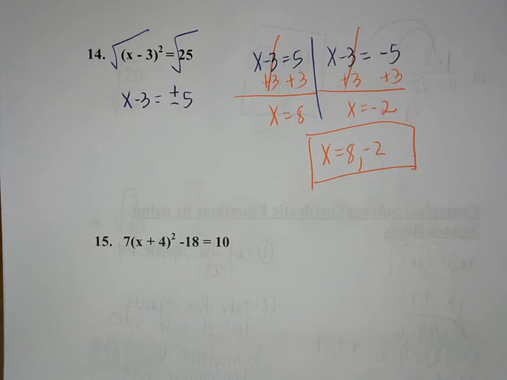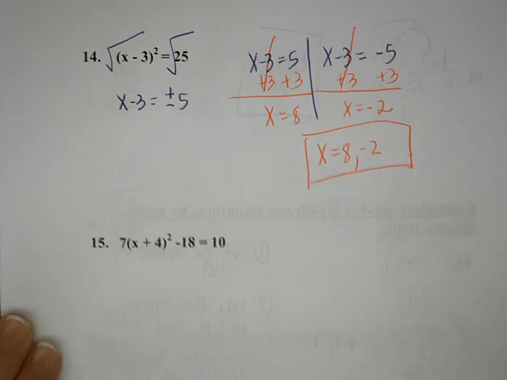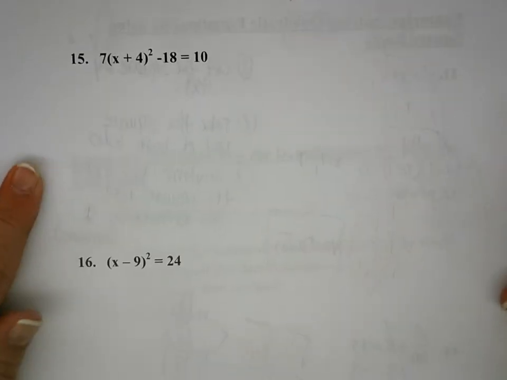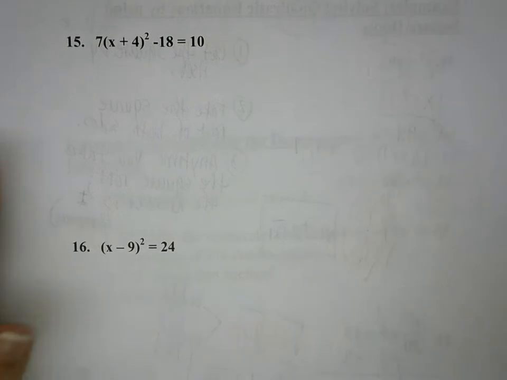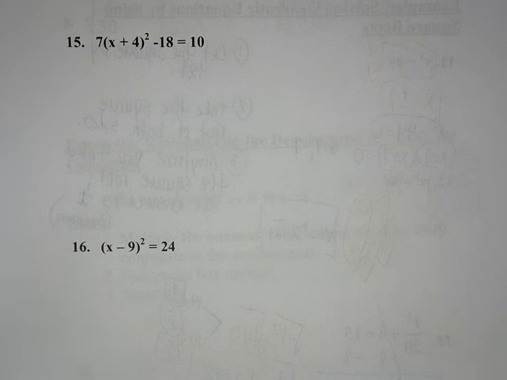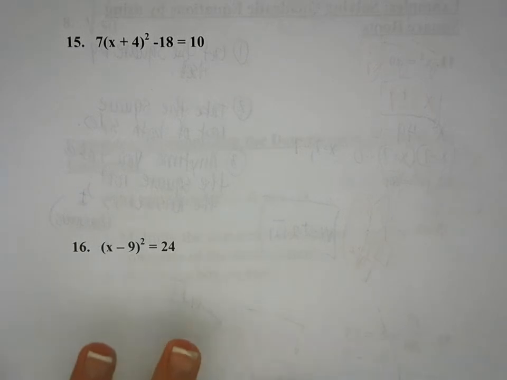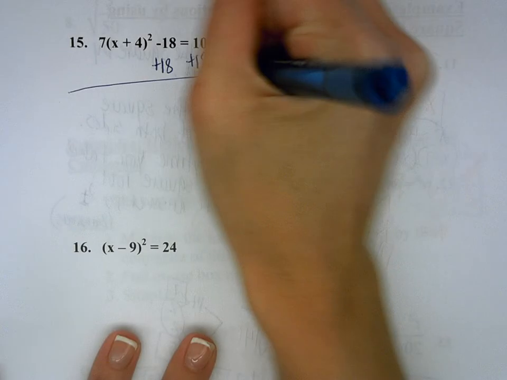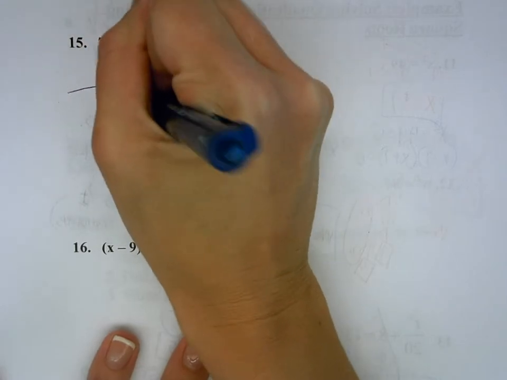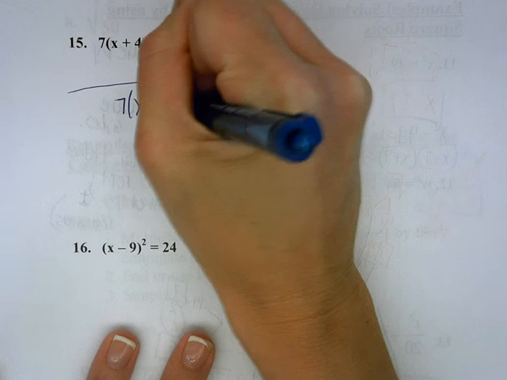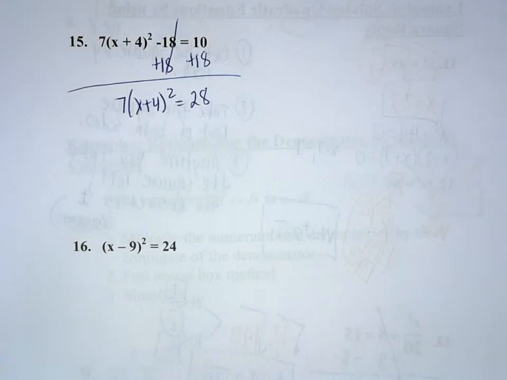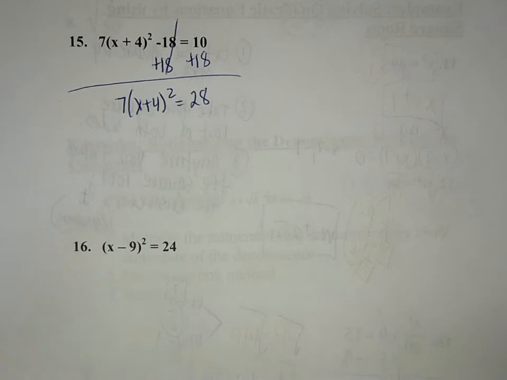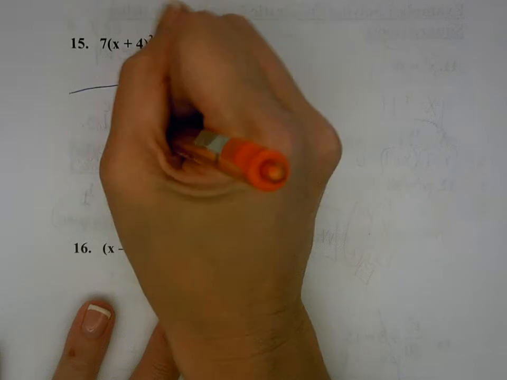All right, so 15. Is the square by itself? No. So what are we going to do? Oh, you have to subtract 8. Add 18. Add 18 to both sides. Very good. Okay, so I have 7 parenthesis x plus 4 squared equals 28. Is the square by itself? No. What do we need to do? You guys are smart. Divide by 7 to both sides.